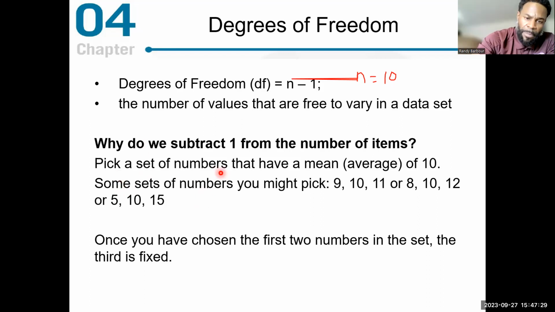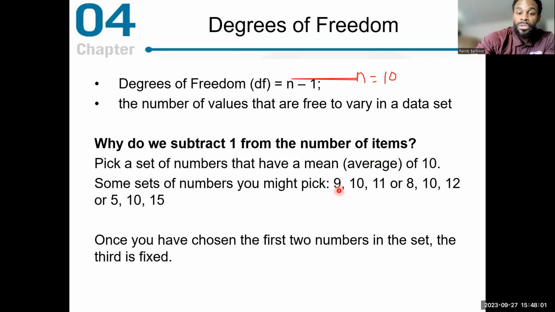It says pick a set of numbers that have a mean average of 10. Some sets of numbers you might pick would be 9, 10, and 11, which gives you 30. 30 divided by 3 is 10. Or 8, 10, 12, and 5, 10, 15. All of these sum up to 30. You divide by 3 and you get 10. That's the average. Okay, so here are some examples of how you would choose numbers, right?